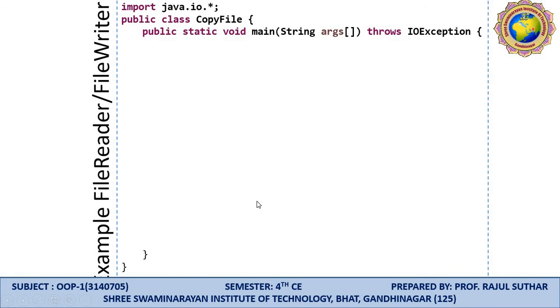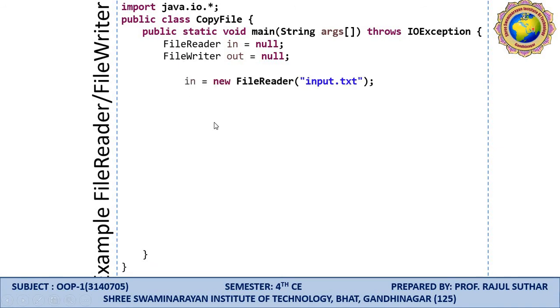This is the example for FileReader and FileWriter. The class copies a file: public static void main(String[] args) throws IOException, FileReader in = null. We are working with file readers and file writers, so it will be null first, because no garbage value will be carried into the two files when working with the reader or writer.